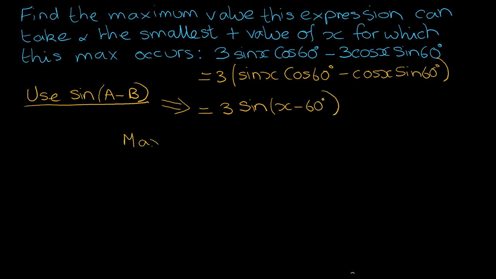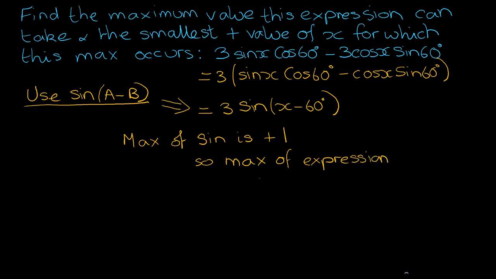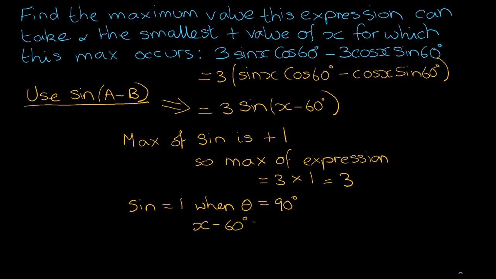Now, the maximum value sine can ever take is plus 1. And so the maximum of this expression is 3 times 1, which is 3. Now sine is 1 when the angle is 90 degrees. So x minus 60 equals 90 leads to x being 150 degrees.